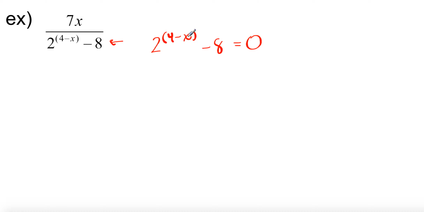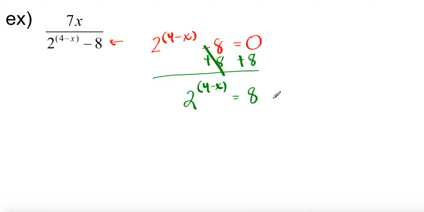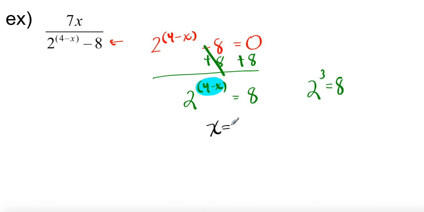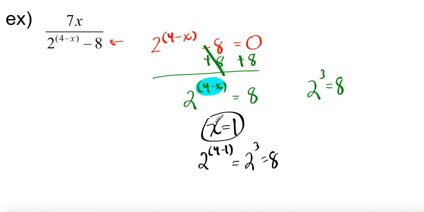We're going to solve this as we would any equation by adding 8 to both sides. The 8's cancel. 2 to the 4 minus x equals 0 plus 8, which is 8. I think you guys know that 2 to the 3rd power is 8. So for this exponent to become a 3, that means x must equal 1. That would give me 2 to the 4 minus 1, which is 2 to the 3rd, which is 8. So when x is equal to 1, then this expression is undefined.